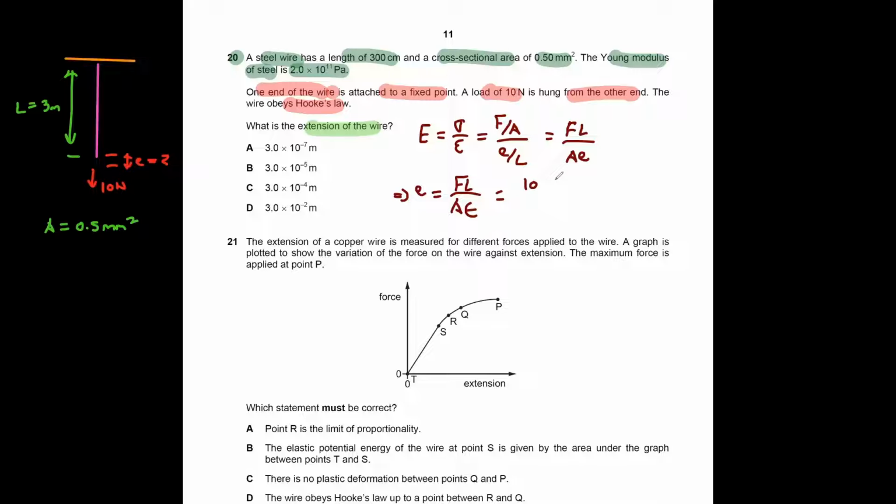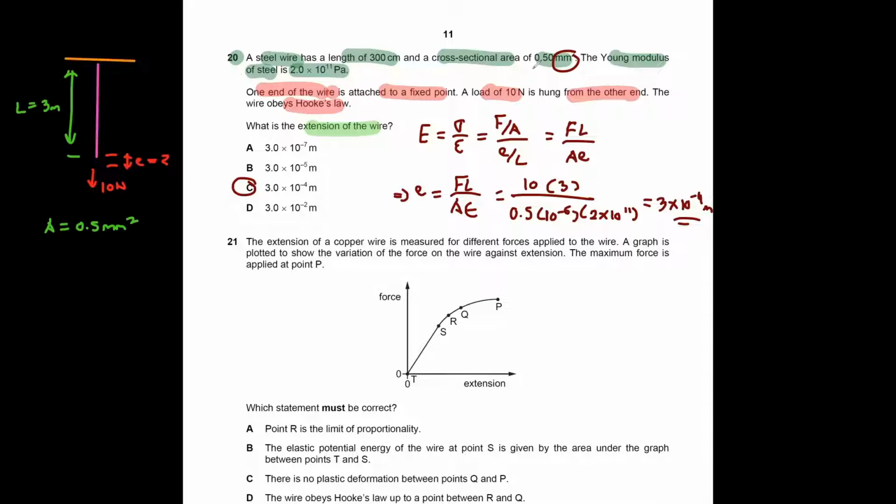Your value is 10 Newton, your length is 3 meter, your cross-sectional area is 0.5, but remember that this is in millimeter square, so change it to meter square times 10 power minus 6, times your Young's modulus of 2 times 10 power 11. You will eventually get your answer as 3 times 10 power 4 meter. Okay, so answer is this.